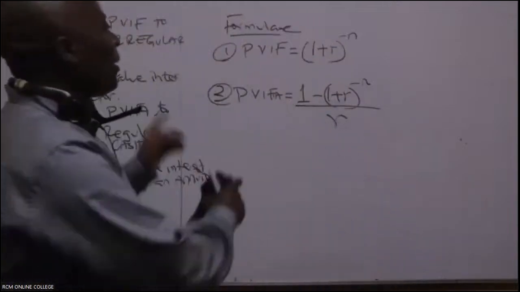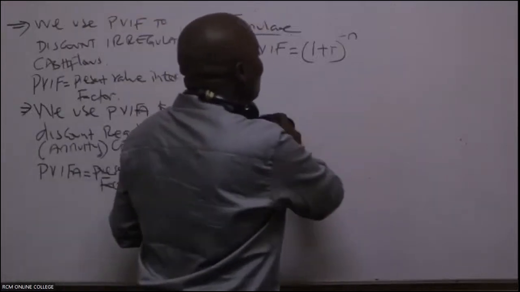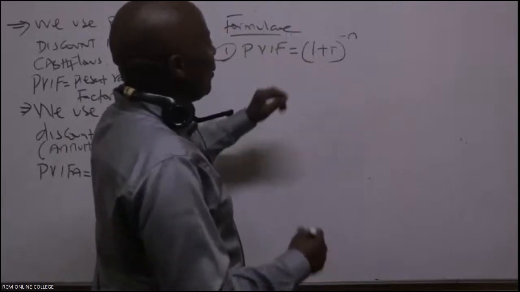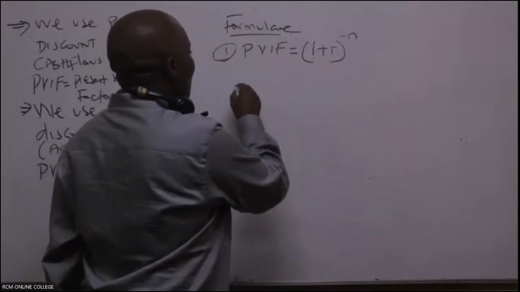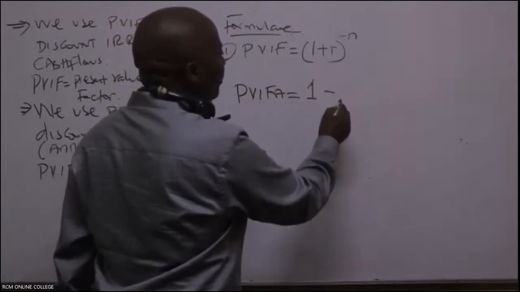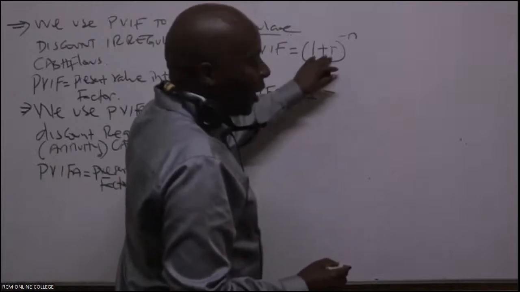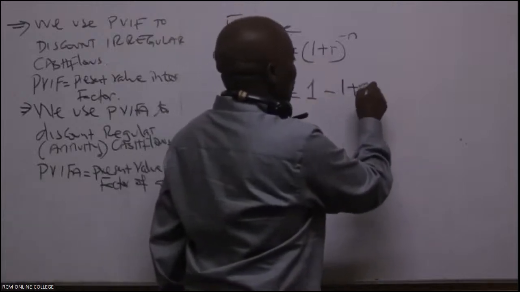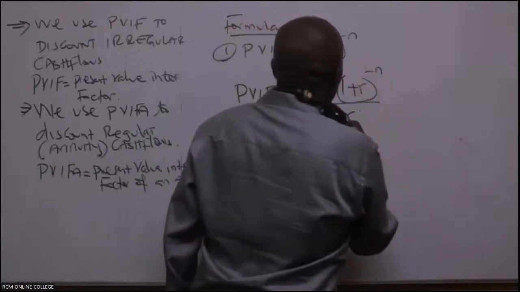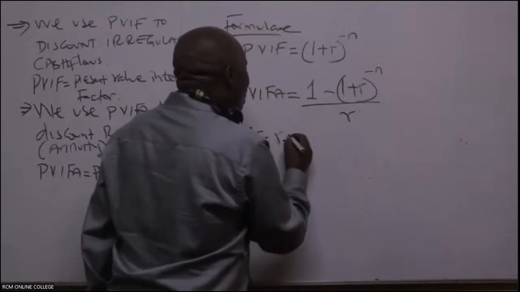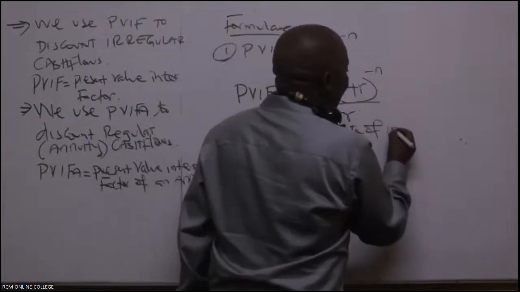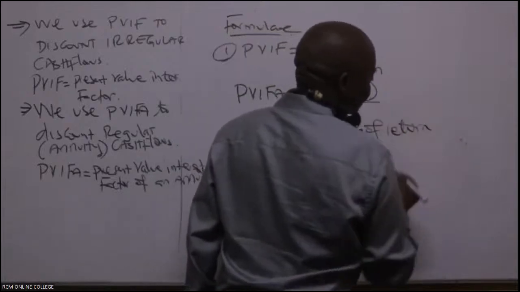The moment you cram the formula of PVF, the one of 1 plus r raised to negative n, then getting PVF is very easy, because it's all about taking 1 minus this formula. So 1 minus 1 plus r raised to negative n, all over r, where r is the required rate of return.